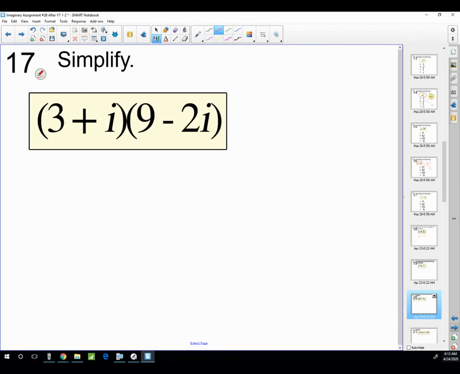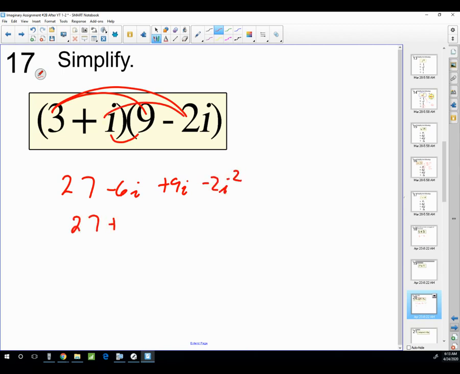Number 17. All right, I guess we're just going to multiply this one on out. Let's do that once or twice. That'd be 27 minus 6i plus 9i and minus 2i squared. And then that would be 27 plus 3i. That becomes a -1 plus 2. And we get a final answer, 29 plus 3i.